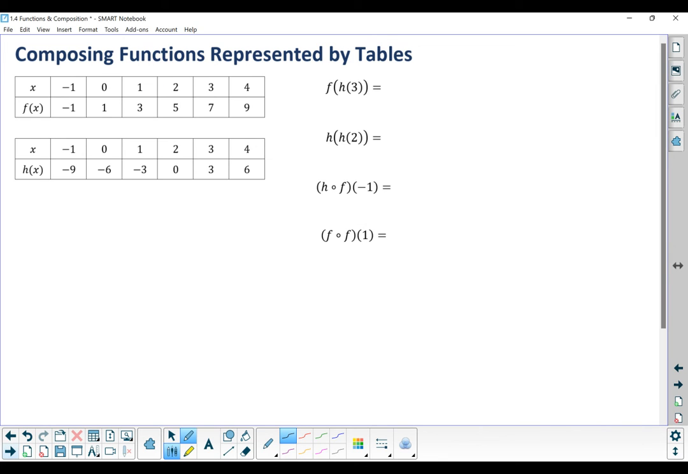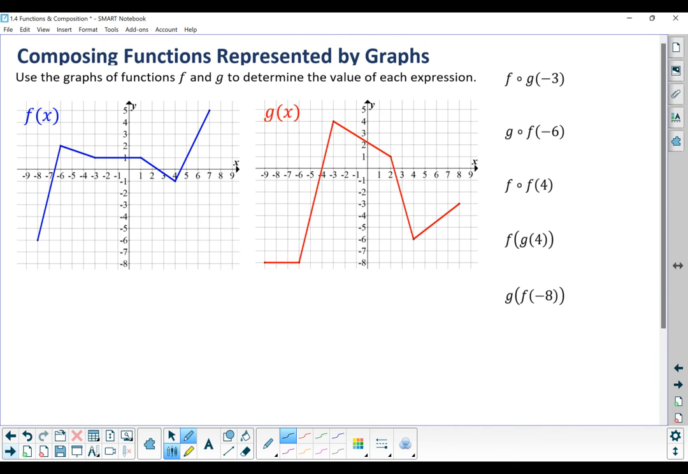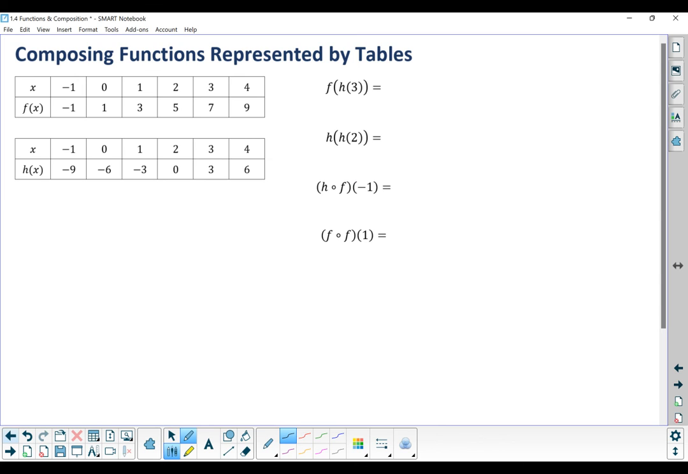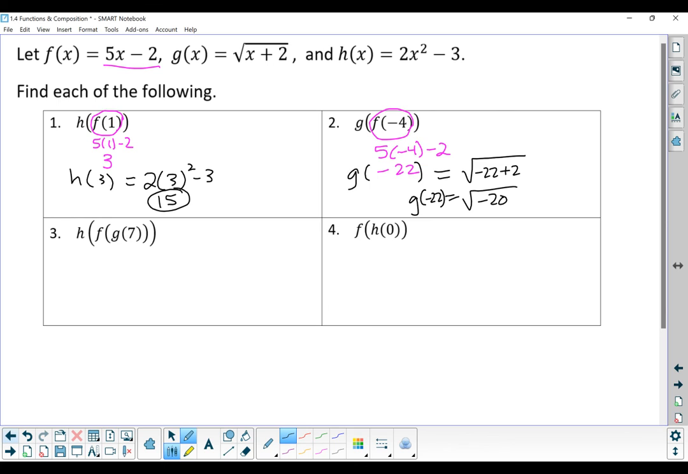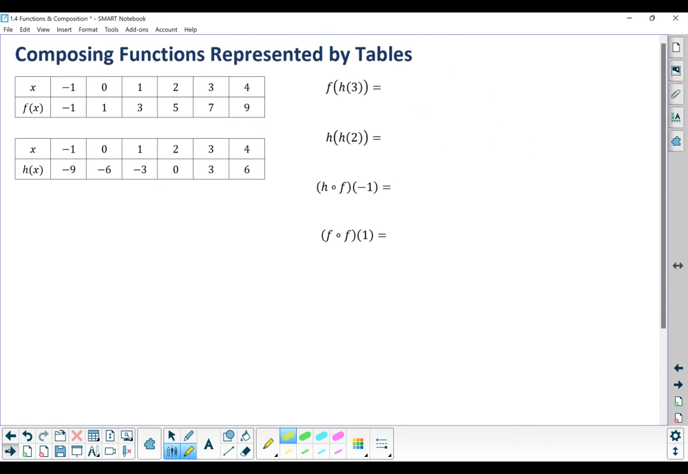Okay, we have two last things to talk about. The first one is composing a function that's represented by a table, and the second one is composing a function that is represented by a graph. And then that will be it. So when you're composing a function represented by a table, it's a lot like composing a function numerically. It's a lot like this, where we sub in values. The only thing is the table has already done the calculation for you. The table already calculated these numbers. So in some ways, it's a little bit easier than from an equation. But you have to know what to look for.